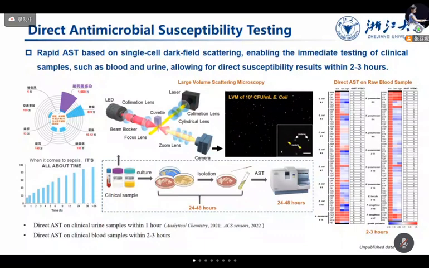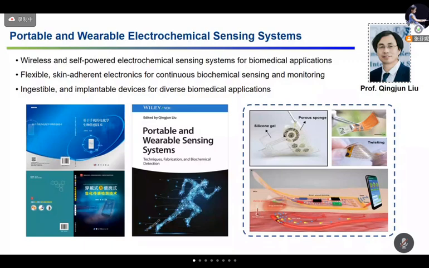With this method, we can identify single bacteria from raw blood samples. We also tried urine samples. And what we have achieved is that we can do the susceptibility testing within 2 to 3 hours, which has been over 3 days with the traditional method. So this is another work. We are recently working on this, and the manuscript has already been submitted for revision right now. I think that's basically what I want to cover about some of my work.